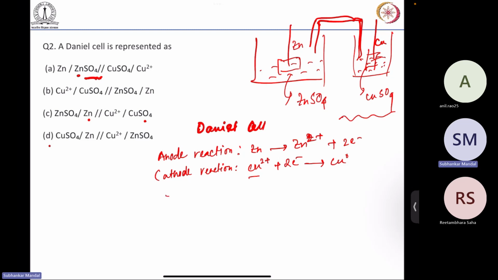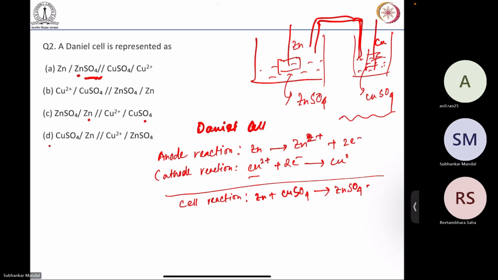So if you write the whole cell reaction, what will the cell reaction be? Zinc plus copper sulfate, meaning copper 2 plus, gives zinc 2 plus, meaning zinc sulfate, plus copper. So in this Daniel cell, what is the EMF value? EMF value 1.1 volt. Okay.